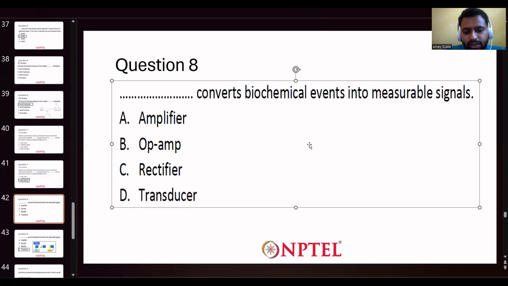And coming to the transducer, a transducer is basically any device that converts a signal from one form to another. So what we are doing is converting biological elements into a measurable signal. So you can see that the answer is transducer.